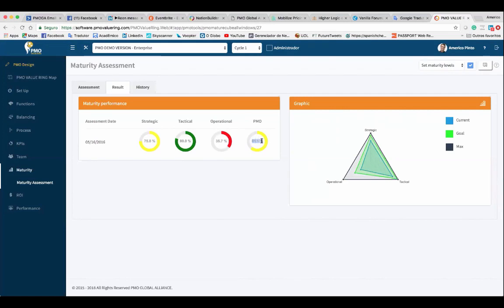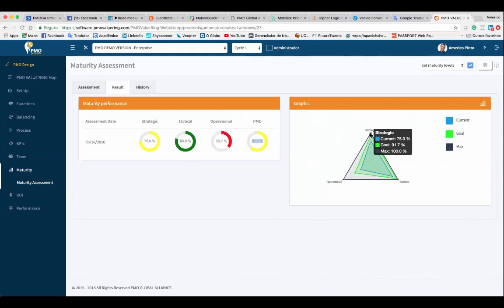So that's why we have 61.1. And this graph at our right is very interesting because the black line is the top maturity. So if you are level 4 in all functions, this is the top maturity. The green line is your goal. Your goal is the maturity that you want to have at the end of the cycle in 12 months. And the blue line is your current maturity, the maturity that you have now. Okay? That's how it works.